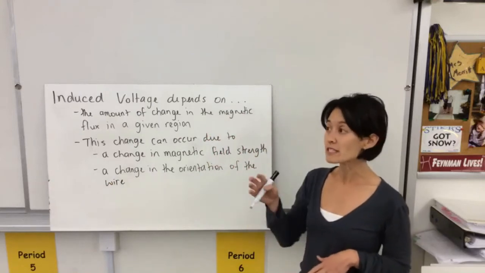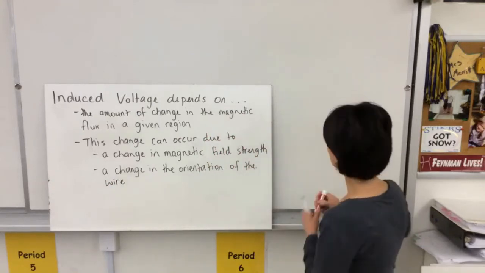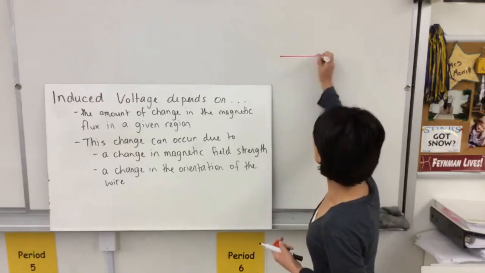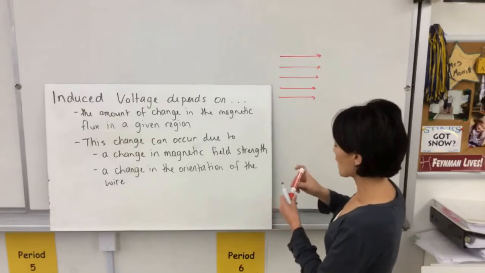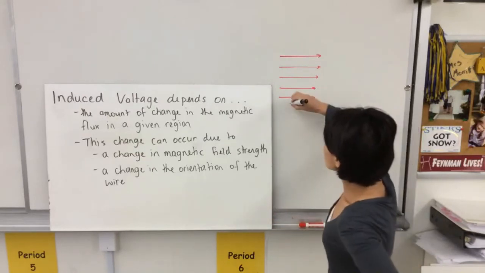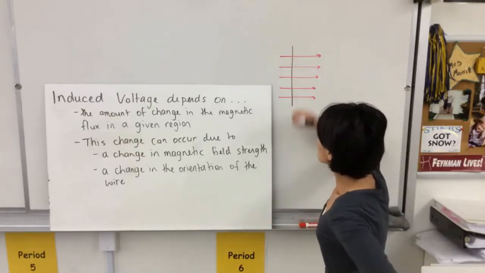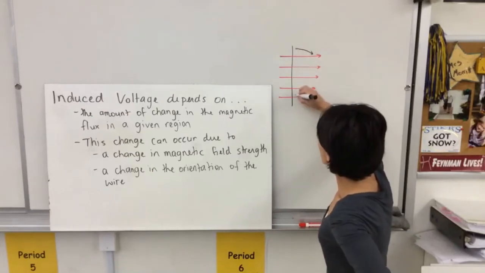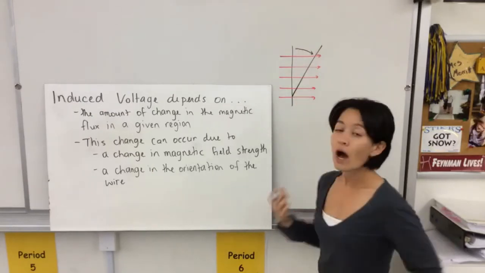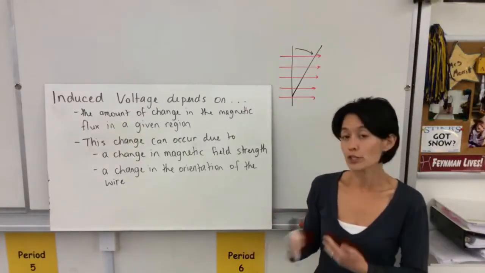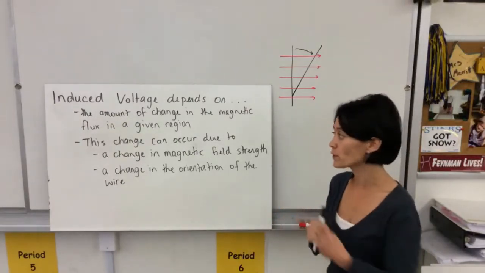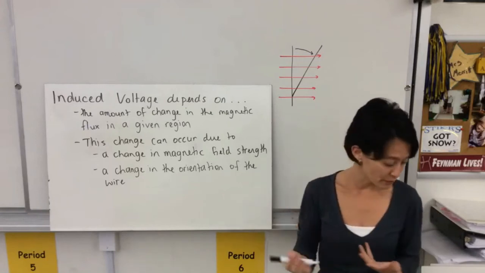Let's say I have an existing magnetic field, and I have a wire that's running through it, and my wire looks like this. If all of a sudden I move my wire to be like this, I will have an induced voltage in that, and I'll get some current to actually flow through the wire. Just by changing that orientation, I cause an induced EMF.